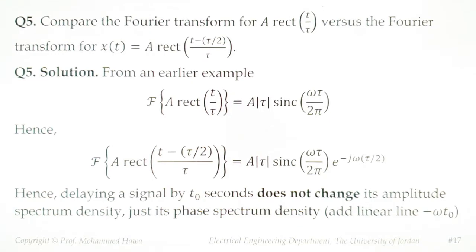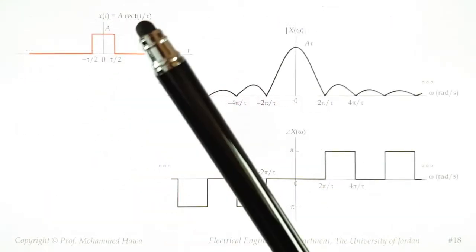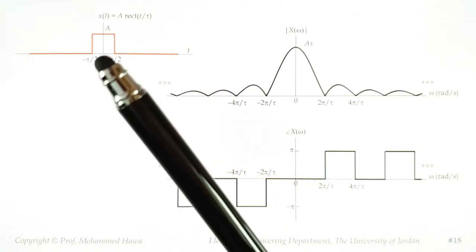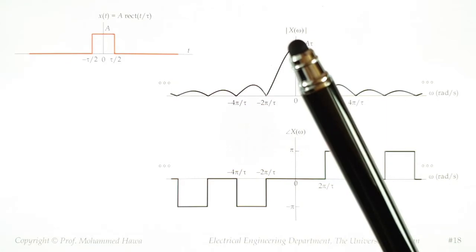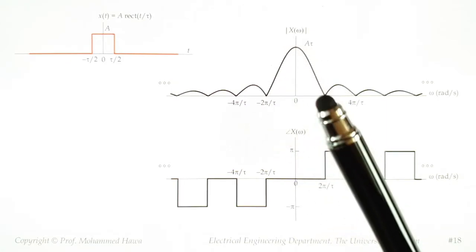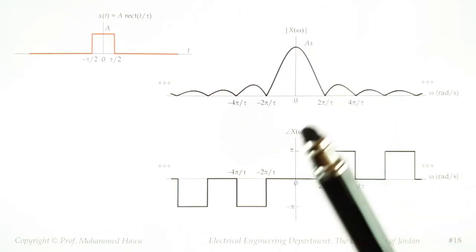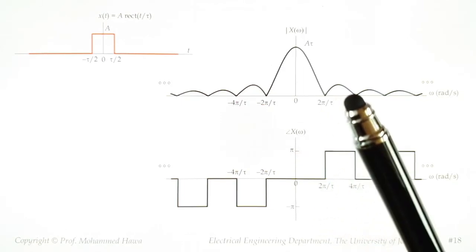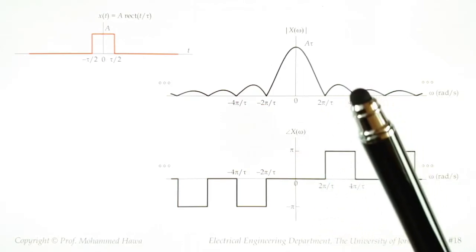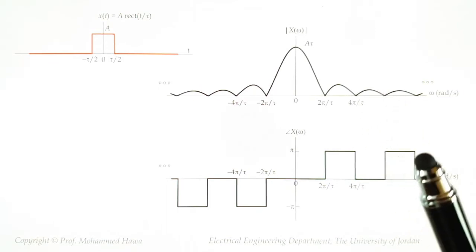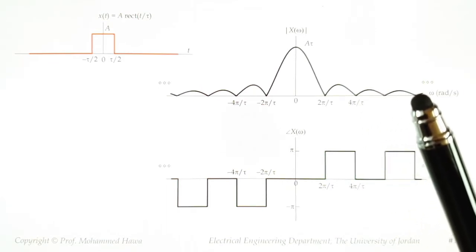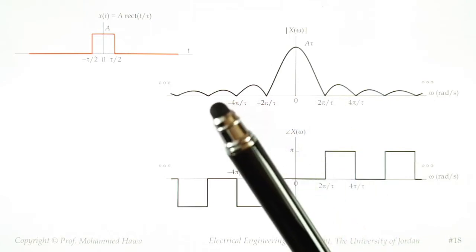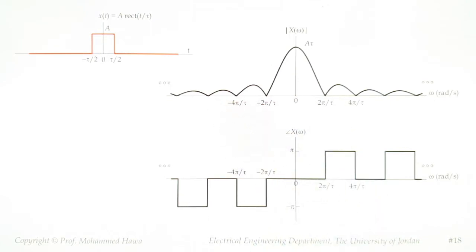Let's draw this answer. This is a rect t over tau. Notice it is centered around 0. The magnitude spectrum density, absolute value of X of omega, looks like the absolute value of sinc, and the phase spectrum density is equal to pi if the sinc used to be negative, equal to 0 if the sinc used to be positive, equal to pi if the sinc used to be negative, and so on. Remember, this has even symmetry and this one has odd symmetry.